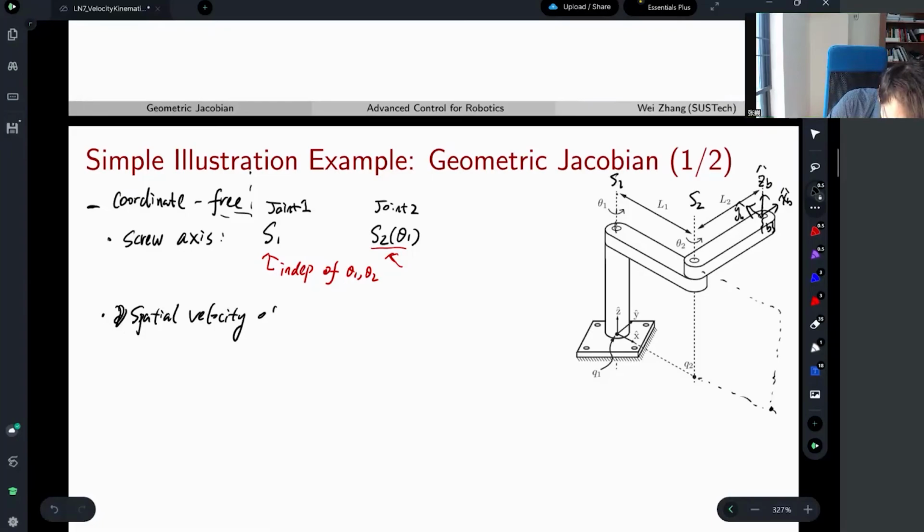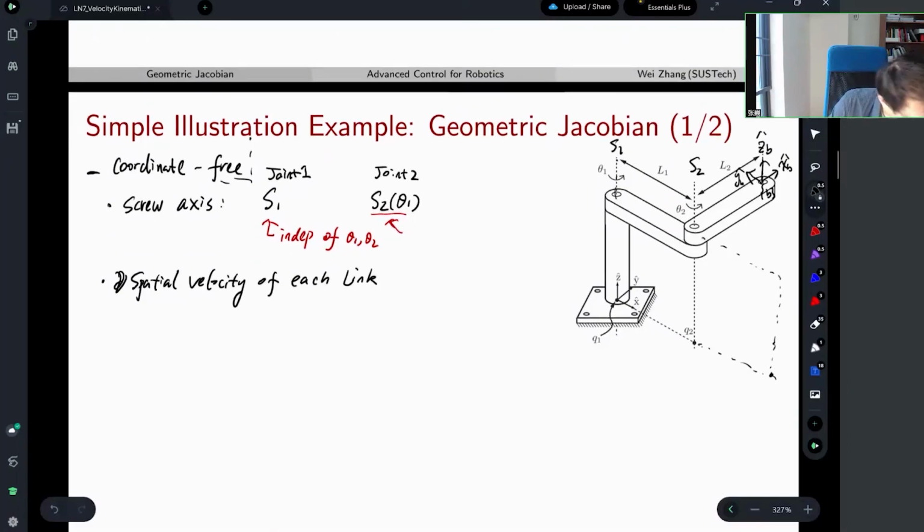What is the spatial velocity of each link? Okay, let's start from link 0. What do you think the velocity of link 0 is? Let me be more clear. The velocity of link 0. So then what is this guy?